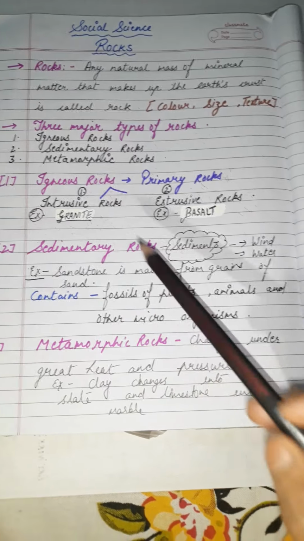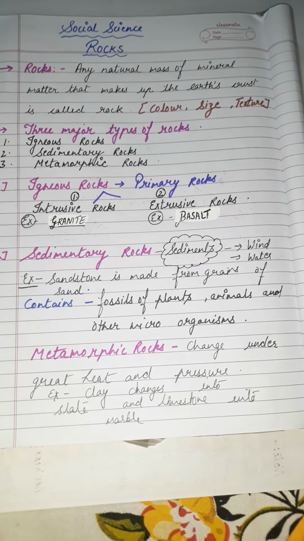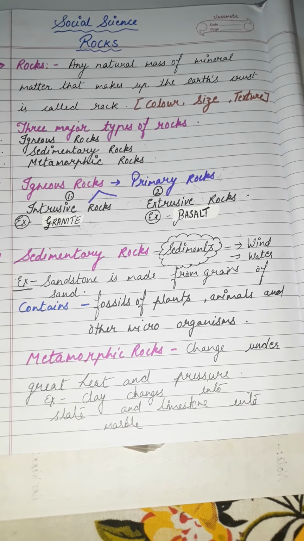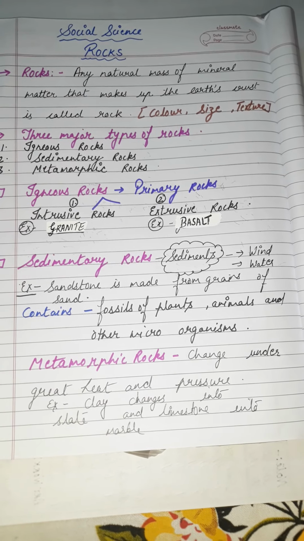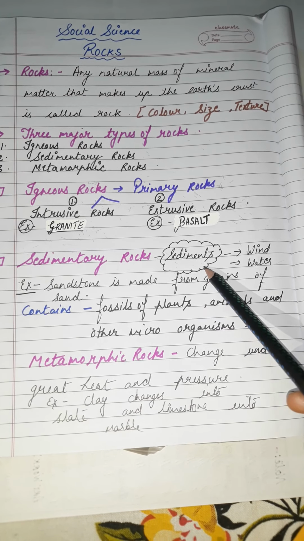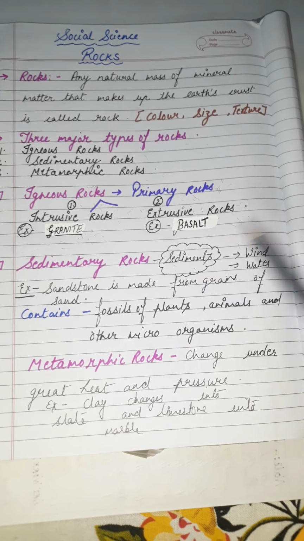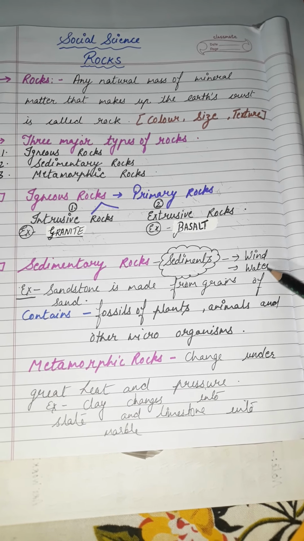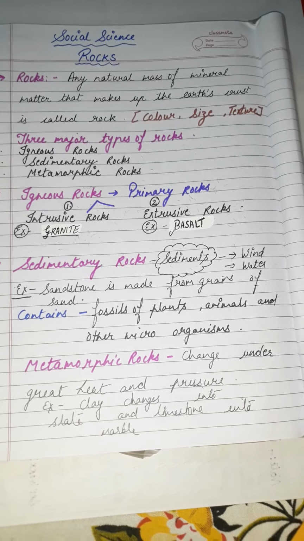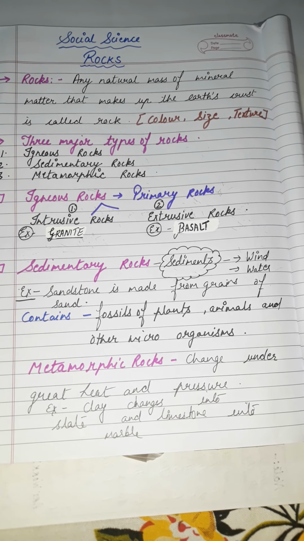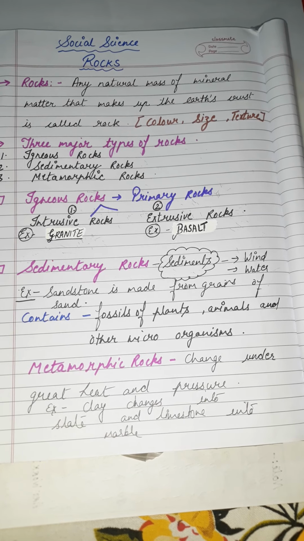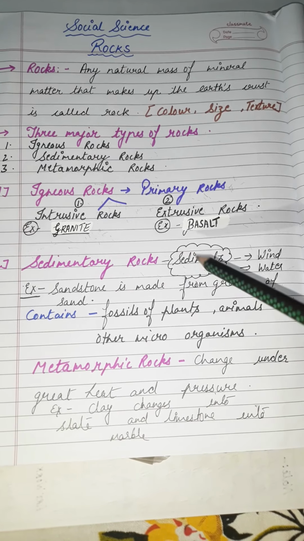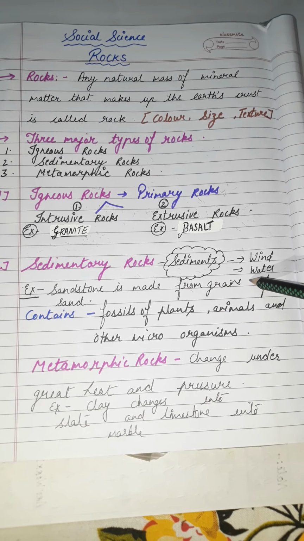Now come to the next one, sedimentary rocks. Rocks roll down, crack and hit each other and are broken down into small fragments. These smaller particles are called sediments. What are they called? Sediments. These sediments are transported and deposited by wind and water, etc. These loose sediments are compressed and hardened to form layers of rocks. What does it form? Layers of rocks. These types of rocks are called sedimentary rocks.